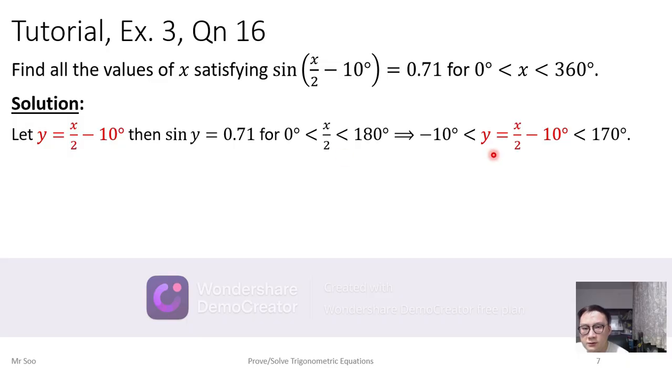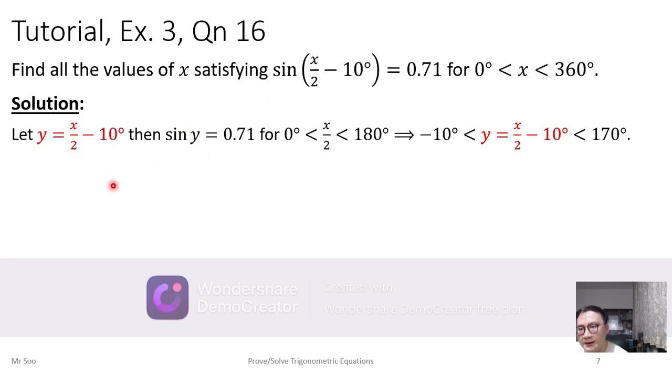This y is defined between minus 10 and 170, which means when you work out your answer in terms of y, it should fall between minus 10 degrees and 170 degrees. It should not fall in 0 to 360, because 0 to 360 is defined for x. Can? The next step: you see my expression, sine y equals 0.71. This is already simplified, correct?